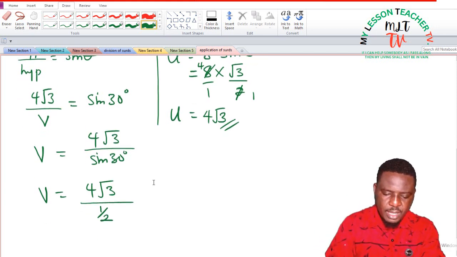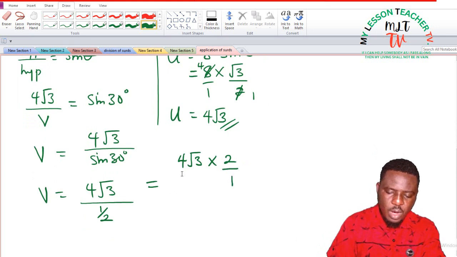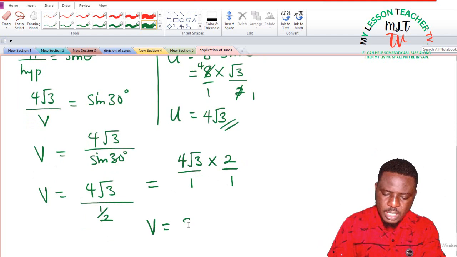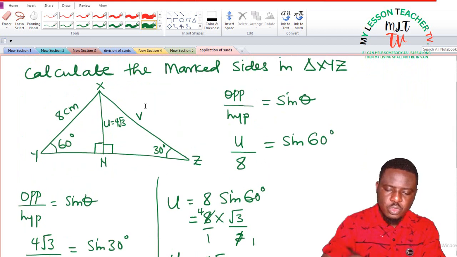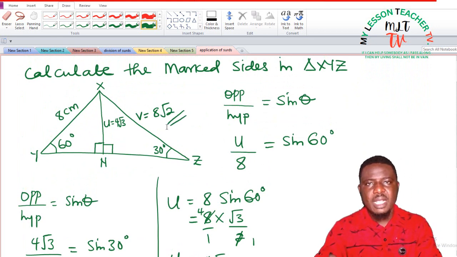So simplifying this further, we have it to be equal to 4 root 3 times 2 over 1. And V is said to be equal to 8 root 3. So our value for V is said to be 8 root 3. So V here is equal to 8 root 3.